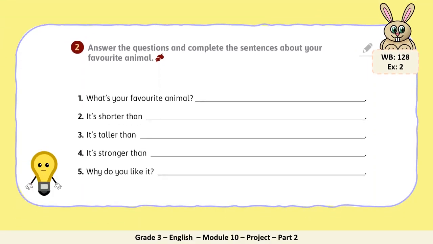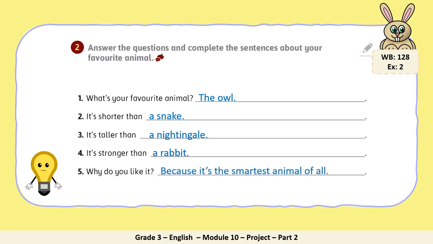Here is my version of brainstorming. You can use it as a guide to help you organize your ideas too. For example, my favorite animal is the owl. It's shorter than most animals, but I will write a snake. It's taller than, let me think. It's taller than a nightingale. I wrote that in the 4-square paper. It's stronger than a rabbit. And lastly, why I like it is because it's the smartest animal of all.